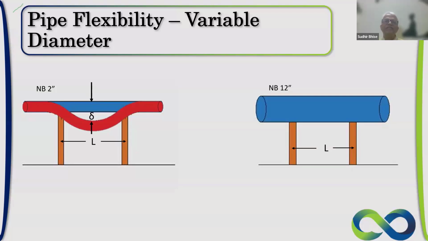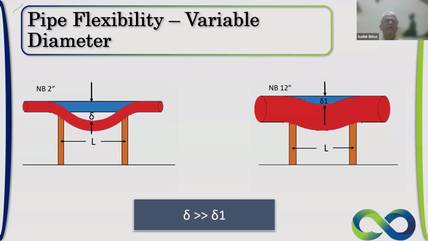Next click. Now this sagging will be say amount delta 1. So if you compare the delta with delta 1, the second one is going to sag less, and we know that the variable is the diameter of the pipe, so we can say that lesser the diameter, higher is the sagging; higher the diameter, lesser is the sagging. So let's go to the next slide.